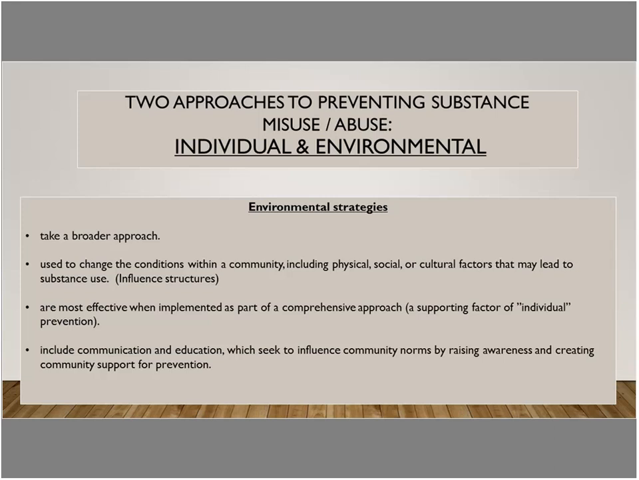So there are lots of things included in an environmental strategy, and they do include communication and education, and they seek to influence community norms by raising awareness and creating community support. So think of them as influencing conditions, standards, institutions, structures, systems, even policies, both informal policies as well as formal policies. So my favorite analogy that I have used for years in prevention is Oreos.